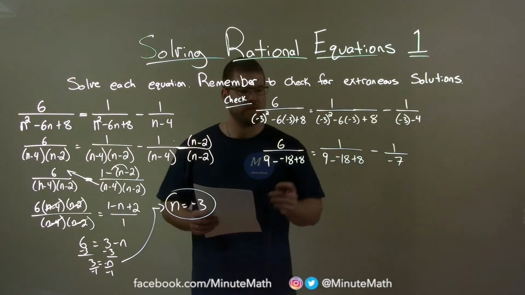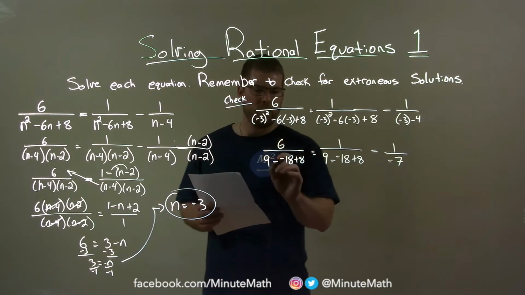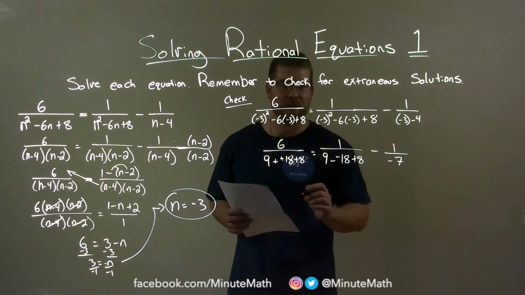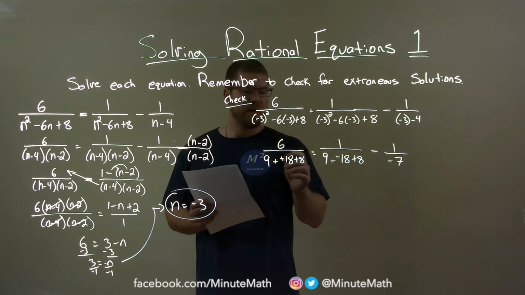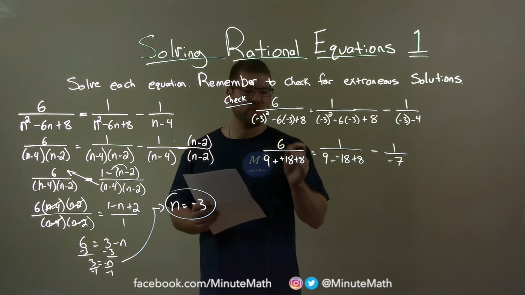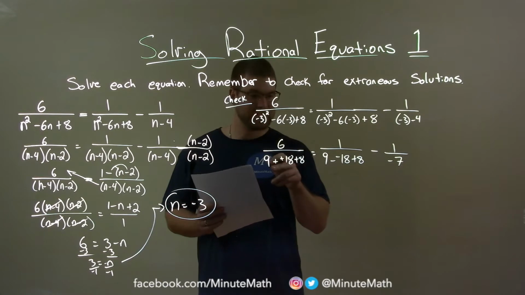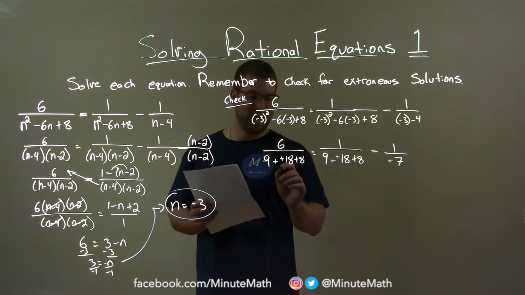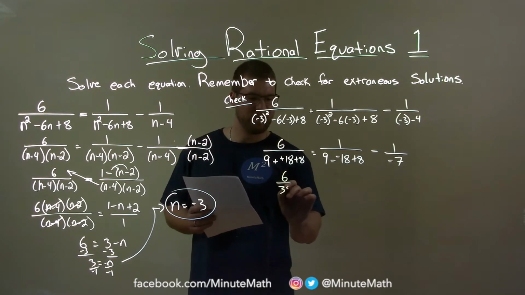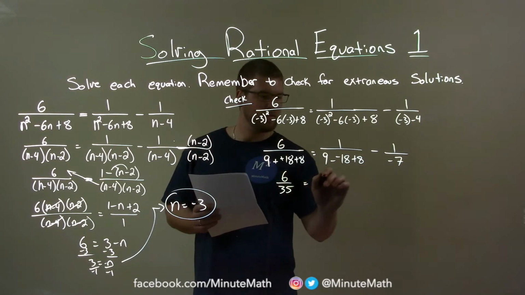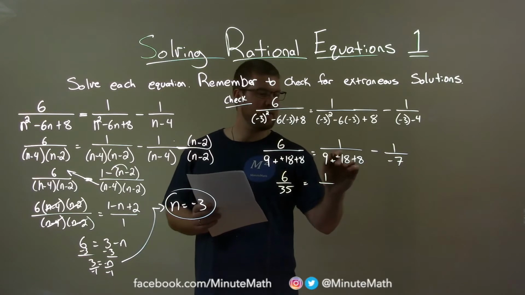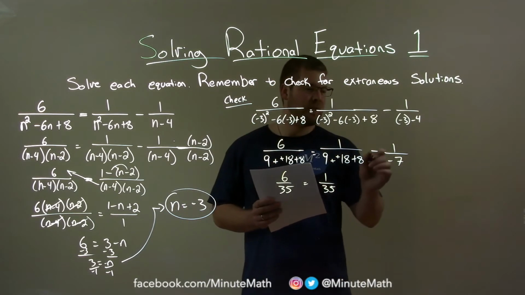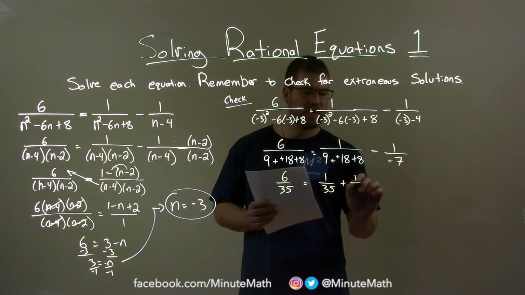Okay? Minus a negative, same thing as adding a positive. And then we also plus an 8 here. So 18 plus 8 is 26. Plus 9 is 35. So we have 6 over 35 here equals 1 over 35, and then we have minus a negative, which is plus a positive, plus 1 over 7.